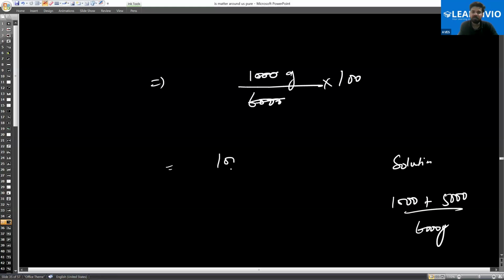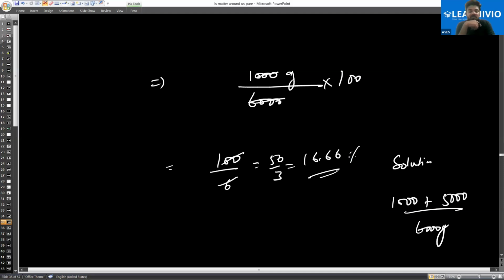Okay. Here you get 100 upon 6. You will get 50 by 3. And 50 by 3 is 16.666. So both are equivalent. If we taste them and the concentration of both is the same, then both will have the same taste. So 50 by 3 here, 16.66 percent there.